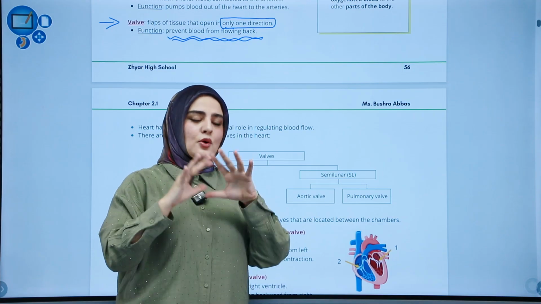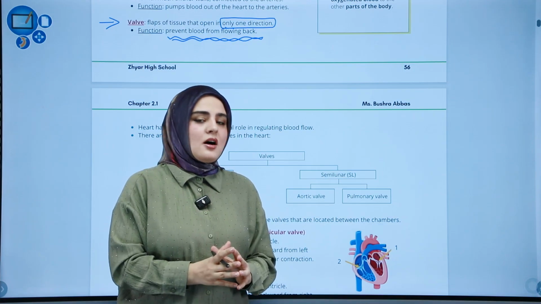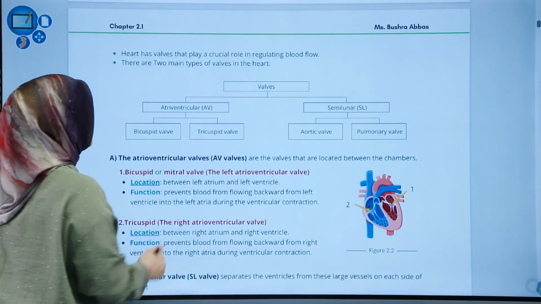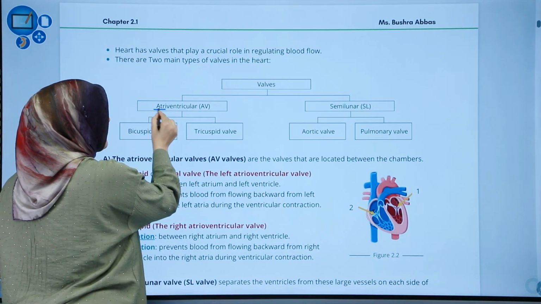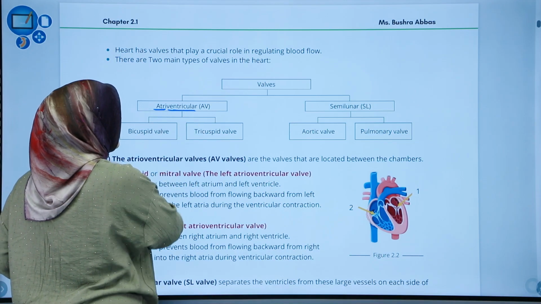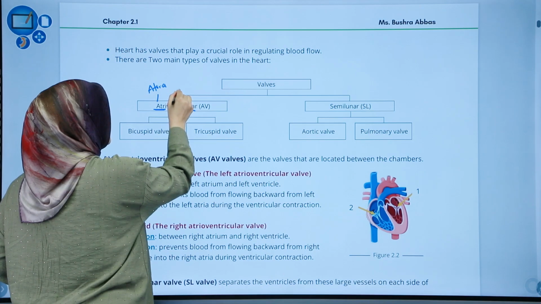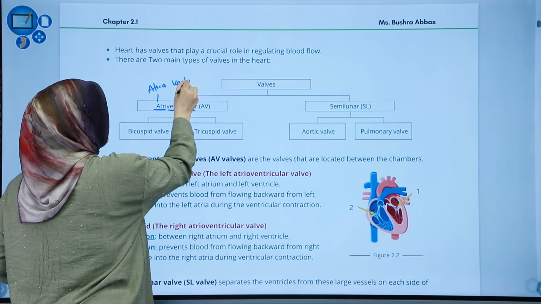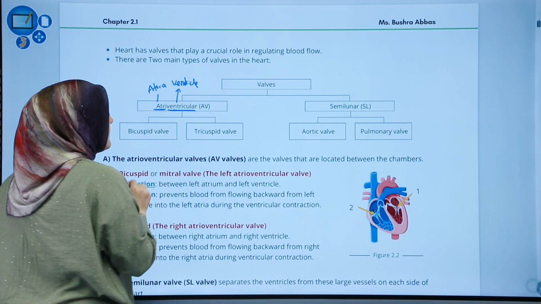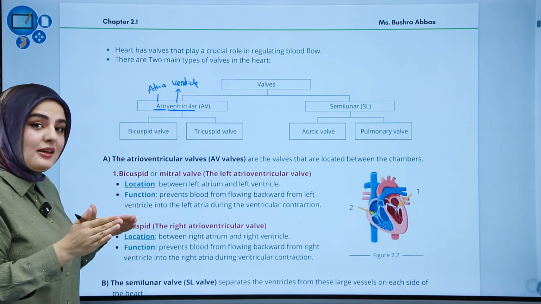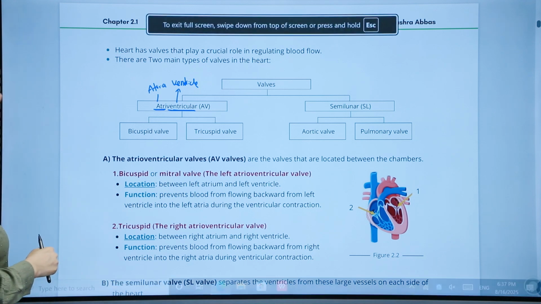And the valves that are located within the heart are of two types. The first one is called atrioventricular valve. Atrio means atria, the chamber atria. Ventricle, chamber, ventricle, valve. That means that we can find it between the chambers. Let's look at it.